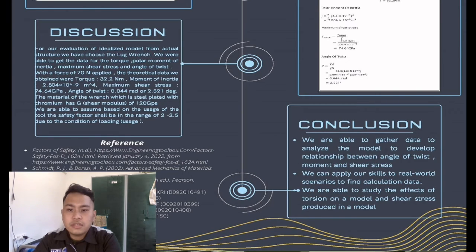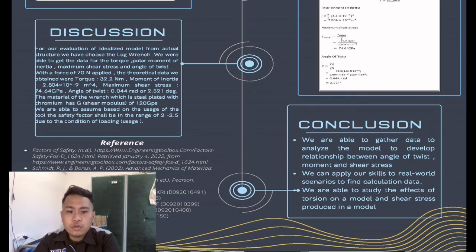Moment of inertia is 2.804 nanometer to the power of 4. Maximum shear stress is 74.64 gigapascal. Angle of twist is 0.044 radian or 2.521 degrees. The material of the wrench is steel plate with chromium finish, which means a shear modulus of 120 gigapascal. We are able to assume, based on the uses of the tool, that the safety factor should be in the range of 2 to 2.5 due to the condition of loading by users.